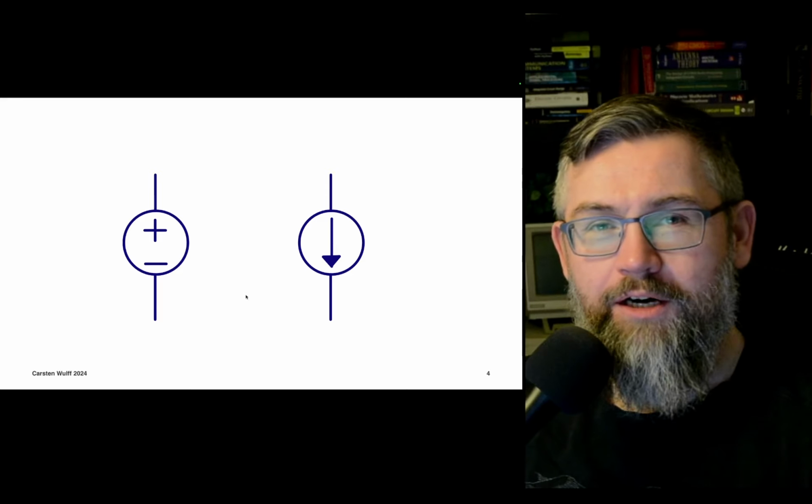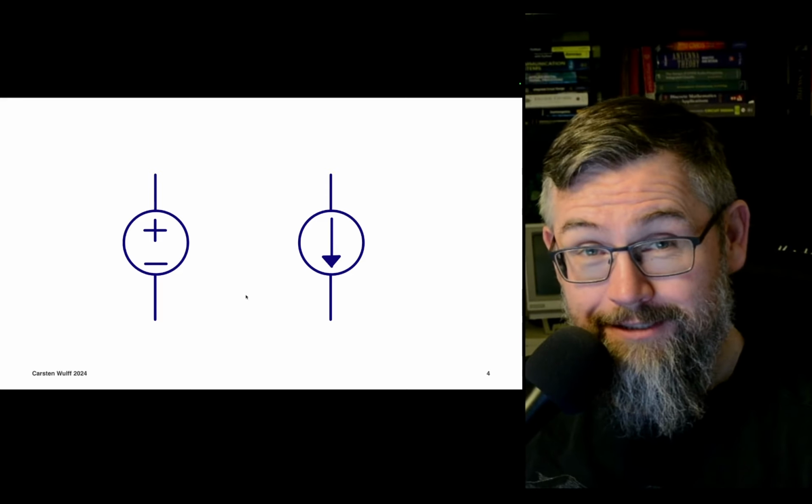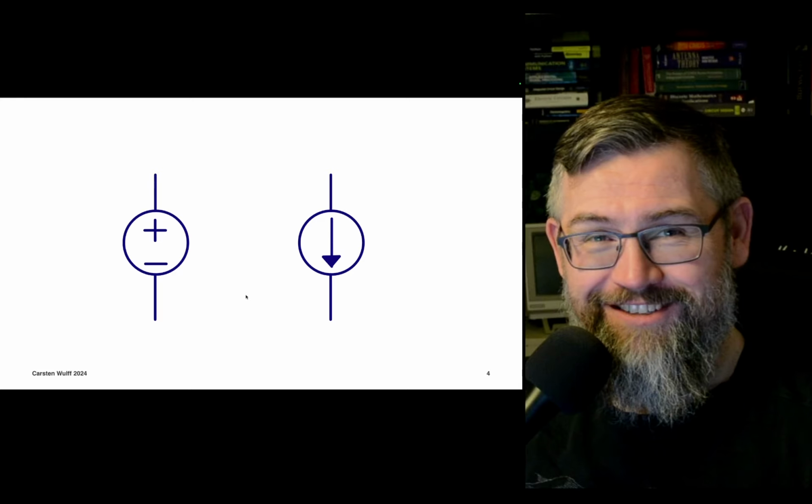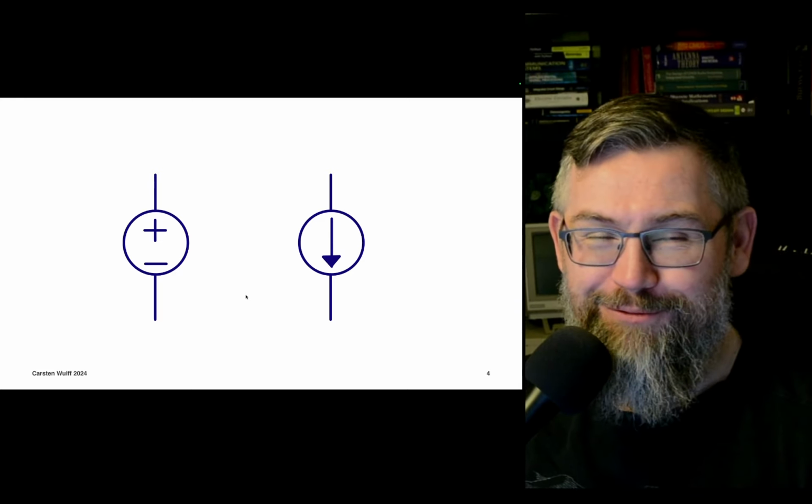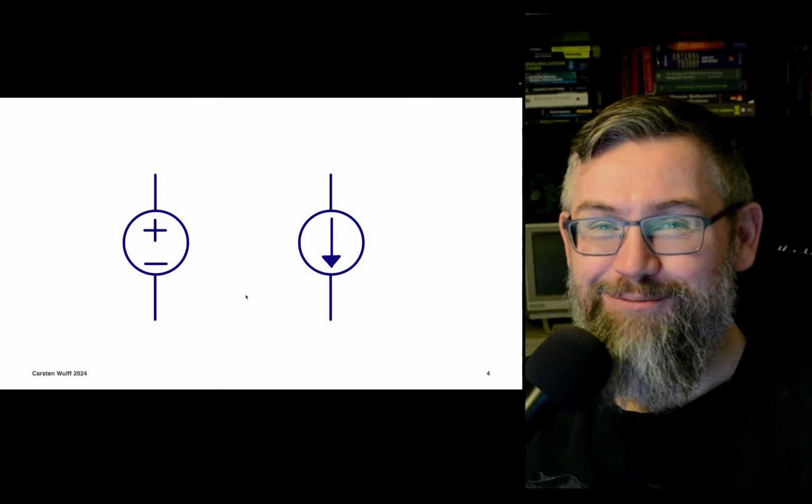But these two ideal sources do not exist on our chip. We cannot tape them out. We have to actually make the circuit. We have to make the circuit real.